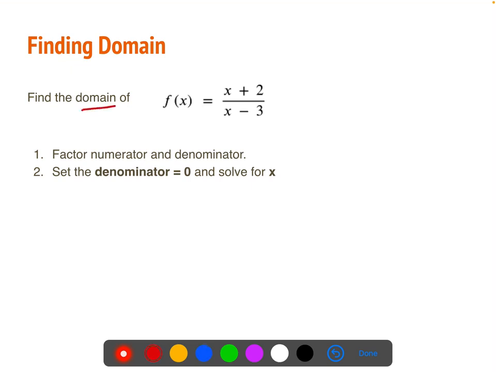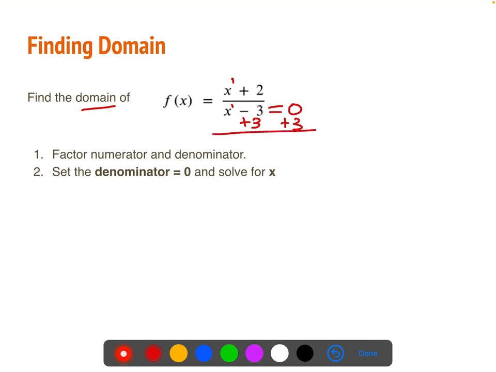So let's start with some things that we learned last year. We're going to find the domain first. How do you find the domain? Well, you start by factoring your numerator and denominator. My fraction here doesn't need to be factored because top and bottom are both to the first power. Then, remember back when we started talking about these, with fractions you can't have 0 on the bottom.